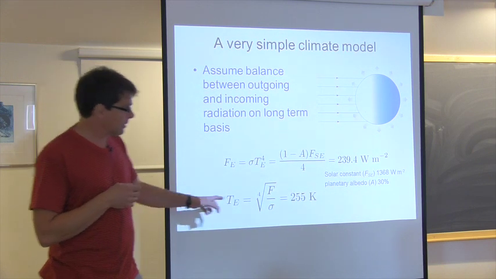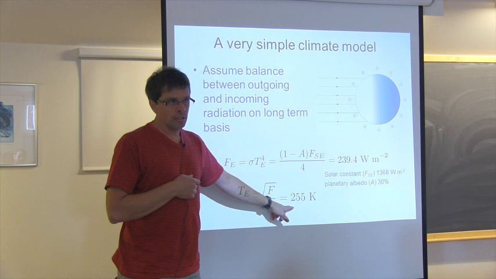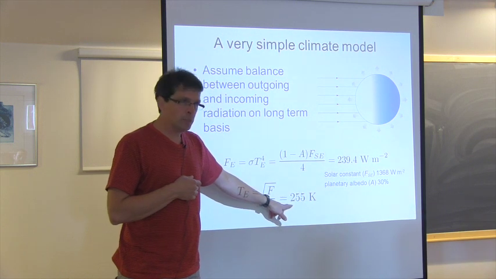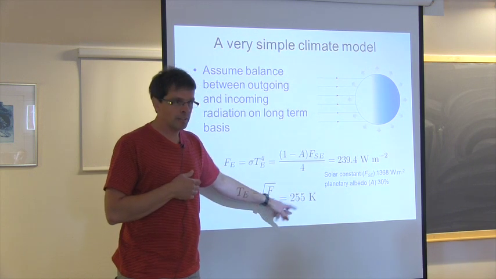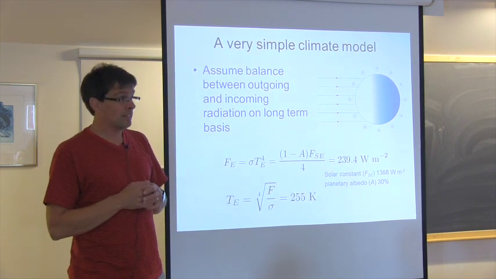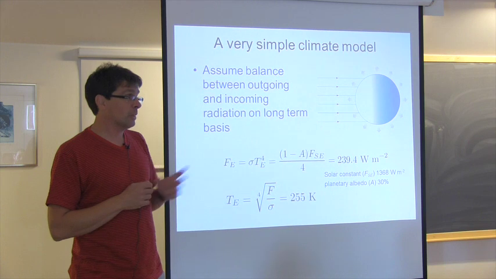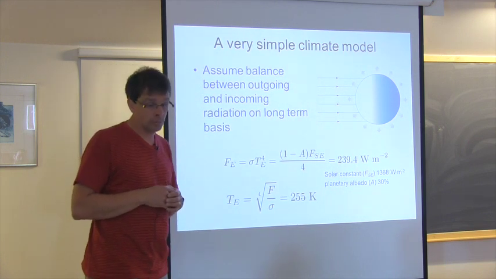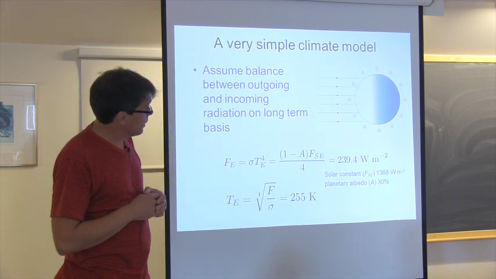But this is, in fact, very close to the radiative temperature of the system. That means that what goes out into space is emitted at a slightly lower temperature. I'll try to explain that now in a few minutes, how we can come to that one.